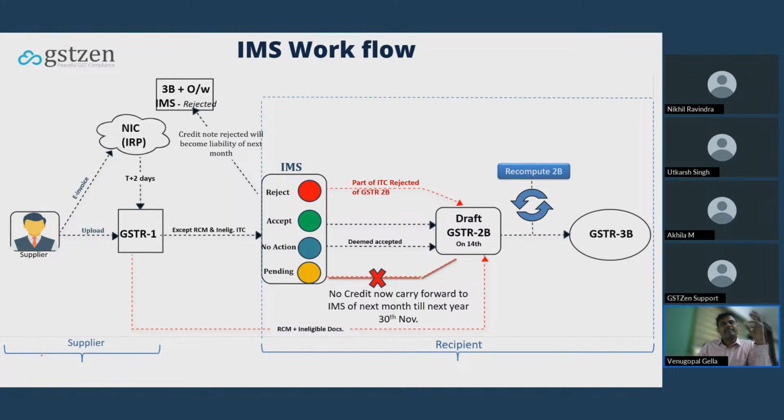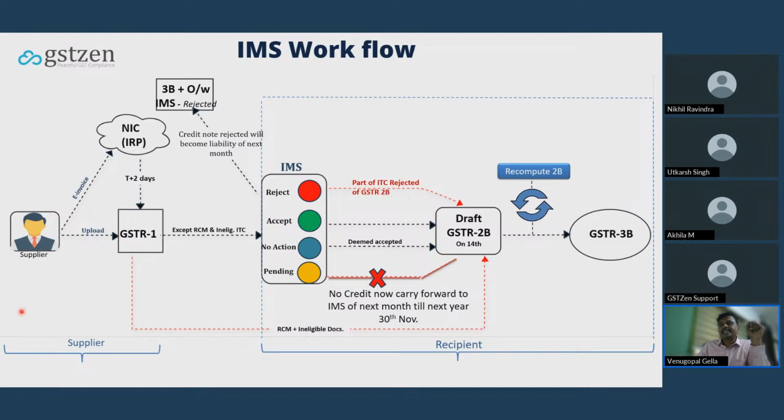Today, IMS has come in and it has replaced everything. You will not reconcile with 2A. You will not do a reconciliation with 2B, but you will be doing a reconciliation with IMS. You will only be doing a reconciliation with IMS. IMS is the way forward for reconciling your books of accounts.